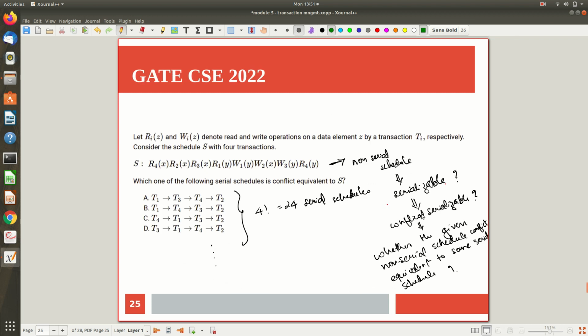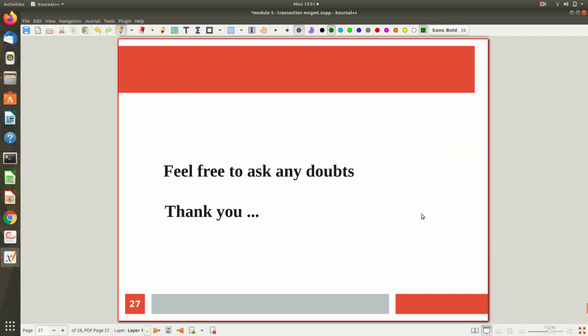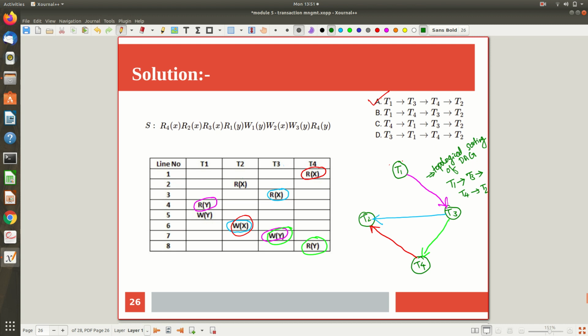I hope this is clear now. Similarly, you can expect that even in your university questions some schedule will be given. You may be asked to find out or check whether it is conflict serializable. If it is conflict serializable, what is the equivalent serial schedule? Questions like that will be coming. So it's a very important topic. Thanks for watching.